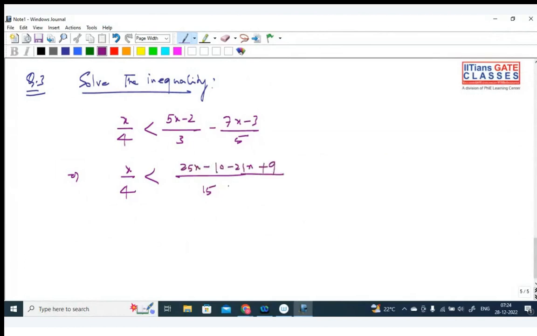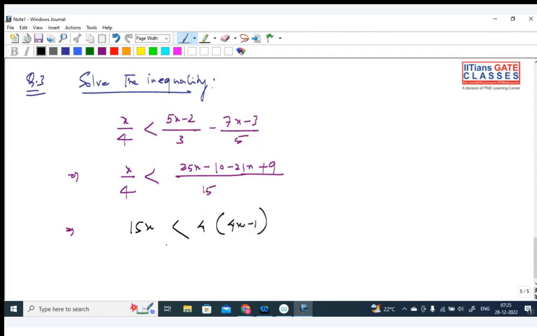I believe this is fine for everyone. Then what you can do here is you can cross multiply, because there is no variable in the denominator. So you can just multiply these constants, so it becomes 15x, and then 4 times of, so if you solve this further, it is 4 times of 25 minus 21, that is 4x, and minus 10 plus 1, that is minus 1.